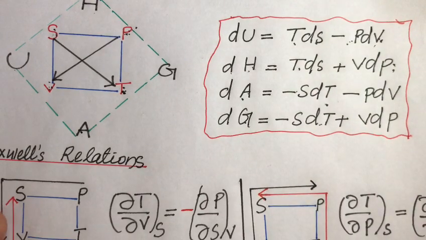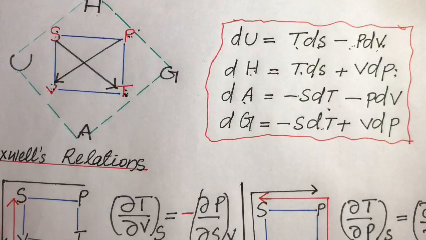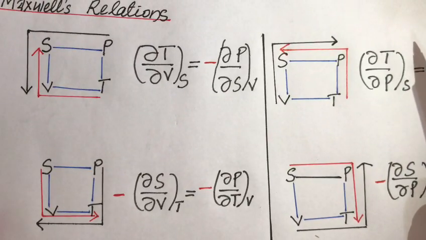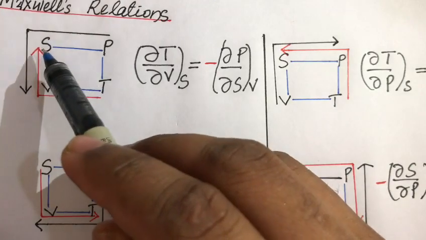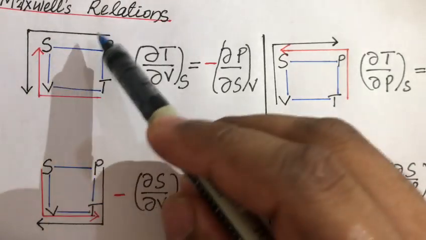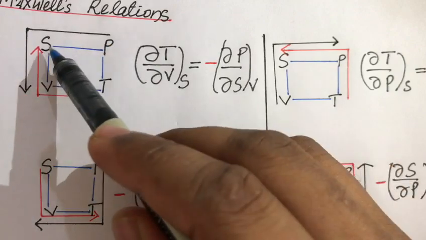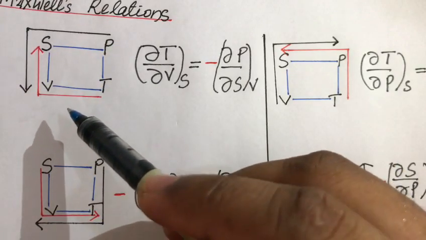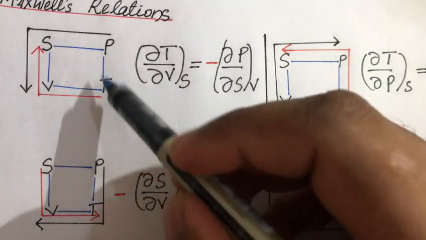Ready. Now we move on to Maxwell's relations, which are very important. First Maxwell relation. First of all we have to write our box, writing only S P V T, that is, Satya Prakash very talented. That's all.